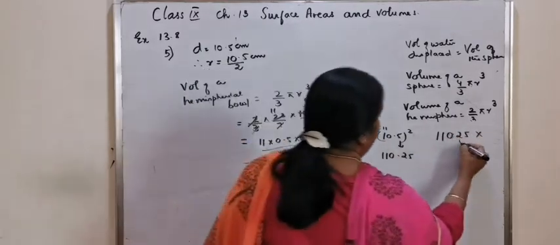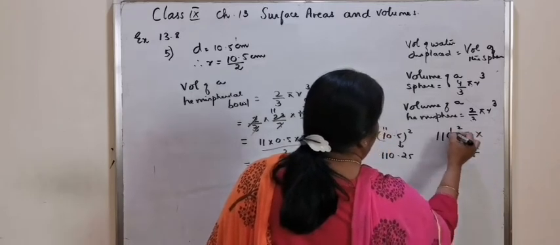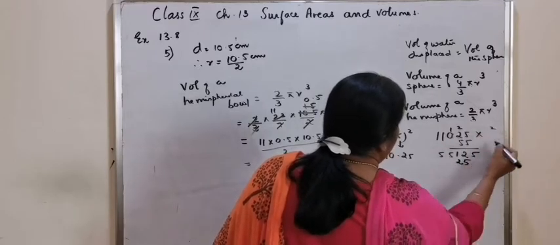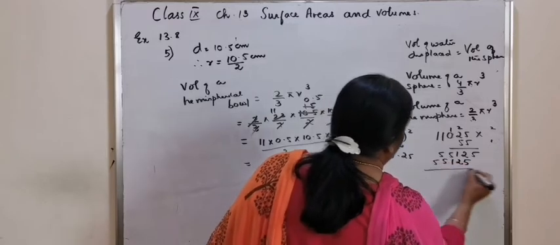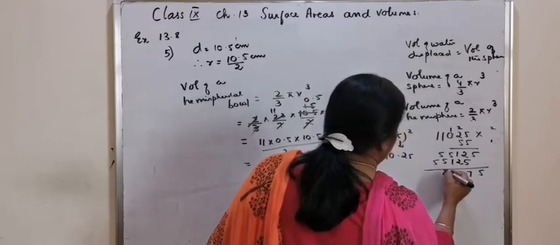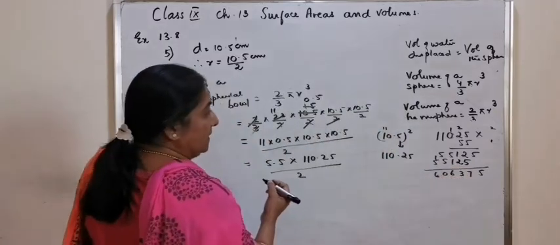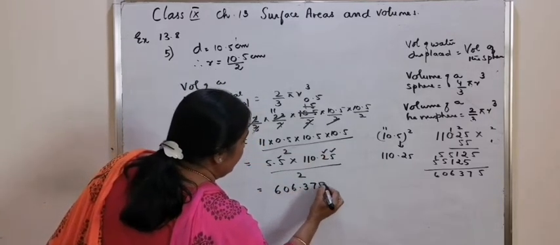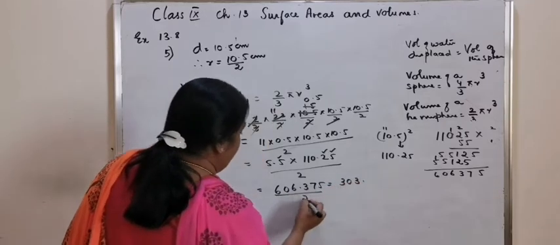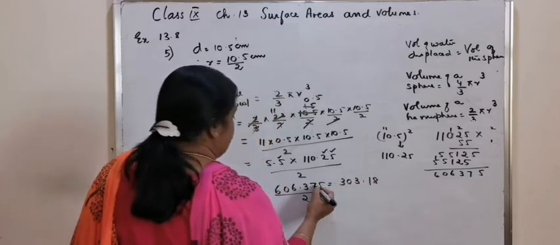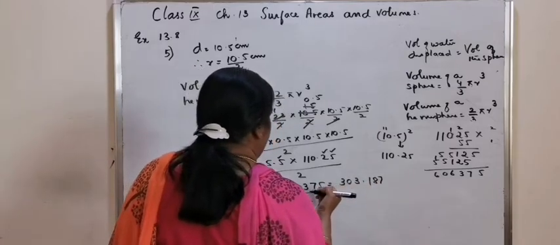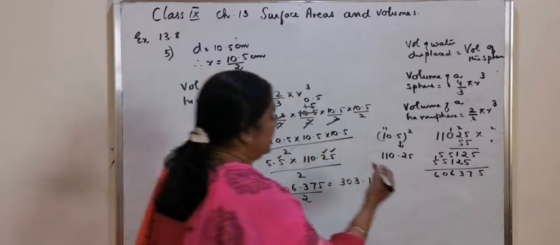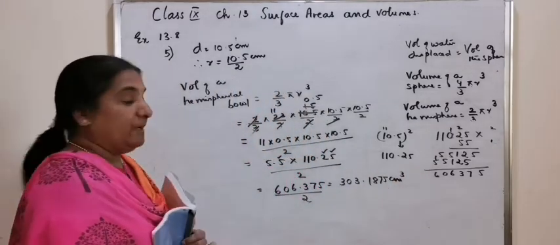So the multiplication is 25 into 55. Decimal place 1, 2, 3. 606.375 divided by 2 is 303.1875 centimeter cubed.